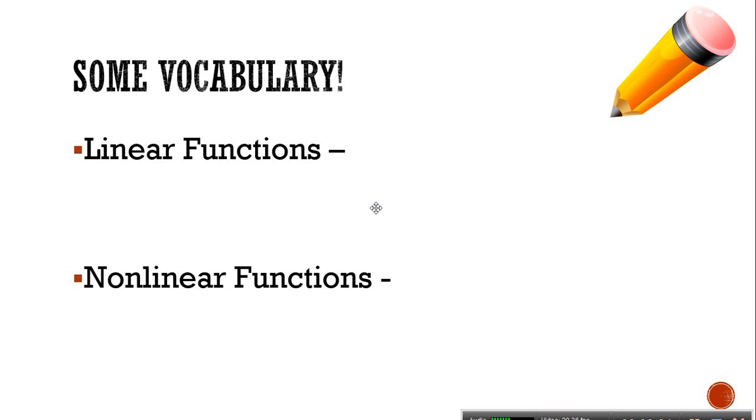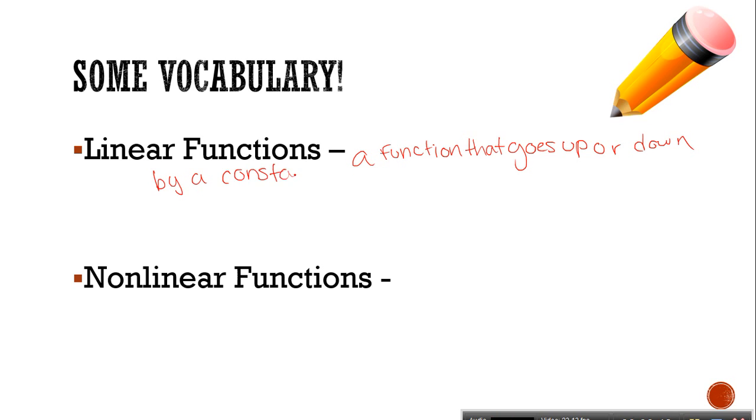So a linear function is a function that goes up or down by a constant amount. So it's always going to go up or down by 2, let's say that. Now, the graph of a linear function is a straight line. So it's always going to look like that. It's never going to have a curve to it. And it cannot be a vertical line. But it can be a horizontal line.